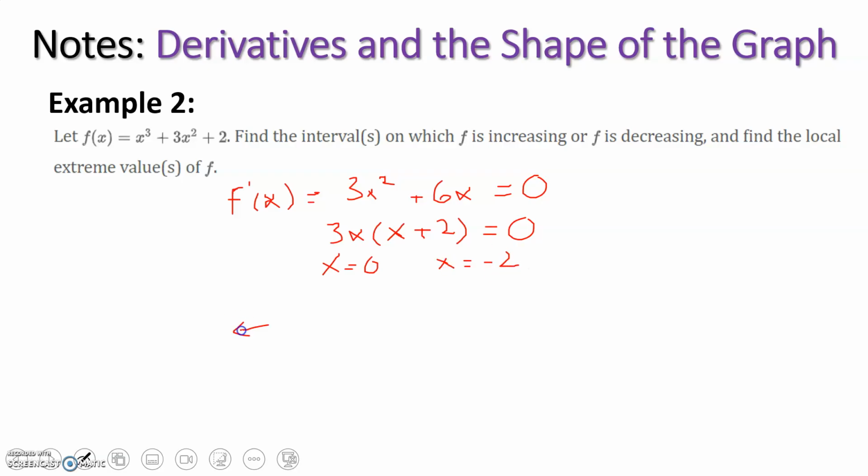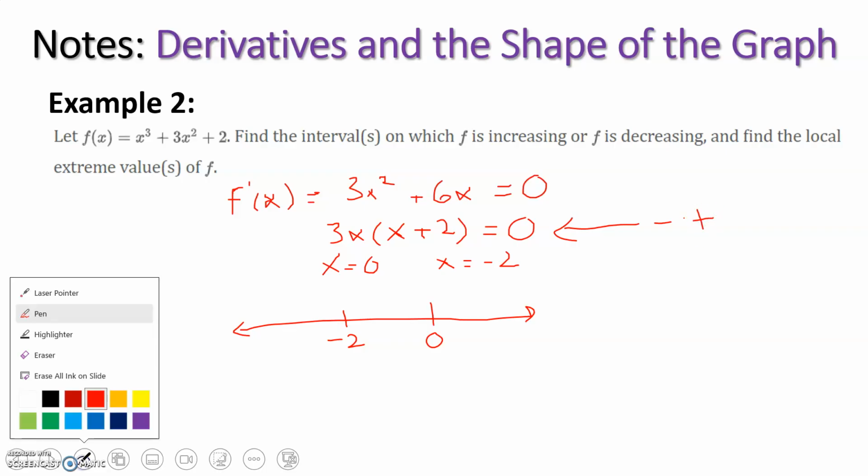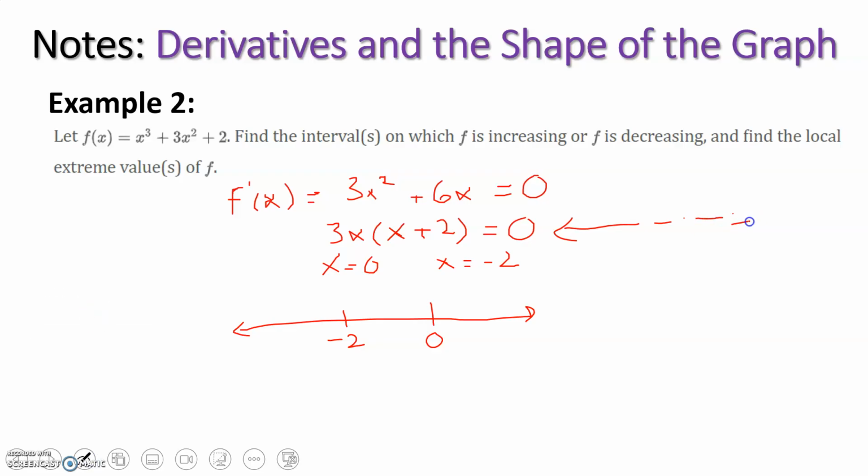We'll perform a sign test, placing -2 and 0. We'll once again use the factored form. We'll pick a number to the left of -2, say -3. 3 times -3 is a negative. -3 plus 2 is also a negative. A negative times a negative gives us a positive.